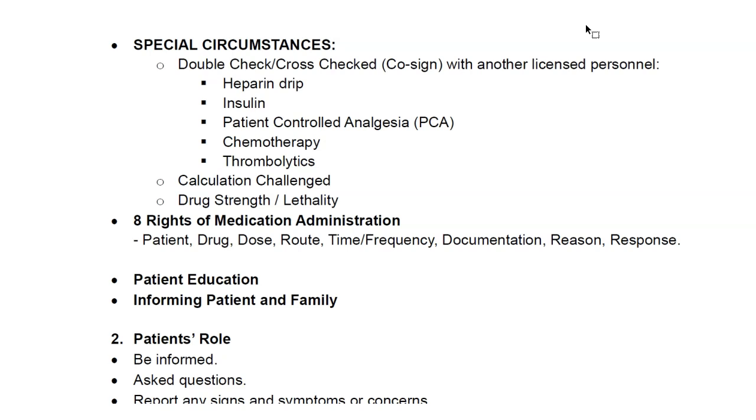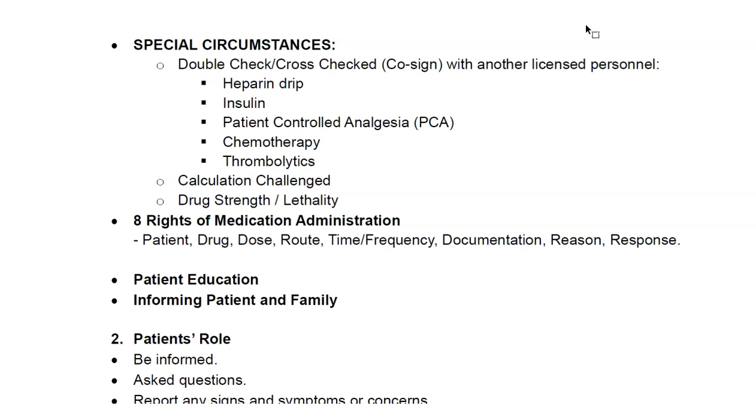Please memorize this. An acronym that I came up with is HIP-CT. So always co-sign or double-check your HIP-CT. What does HIP-CT stand for? Heparin drip. This is a medication that is used to basically prevent clots from forming. It can cause severe bleeding if not done correctly, so we're required to double check that.